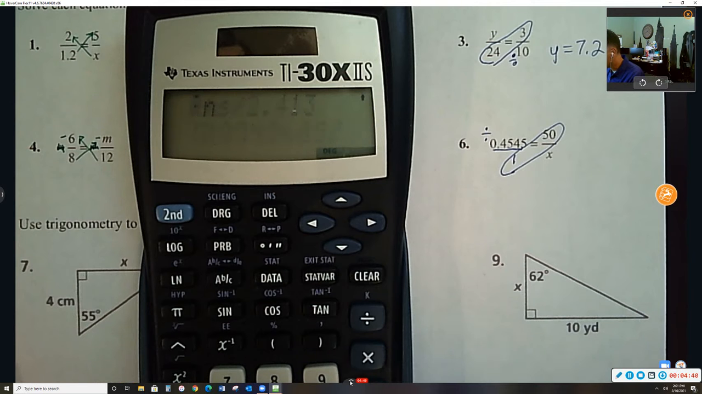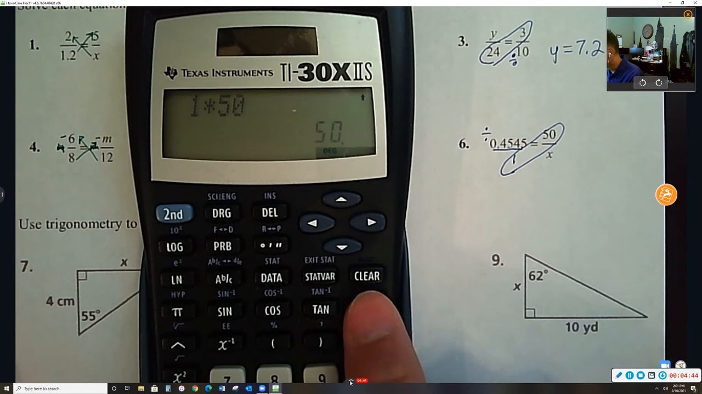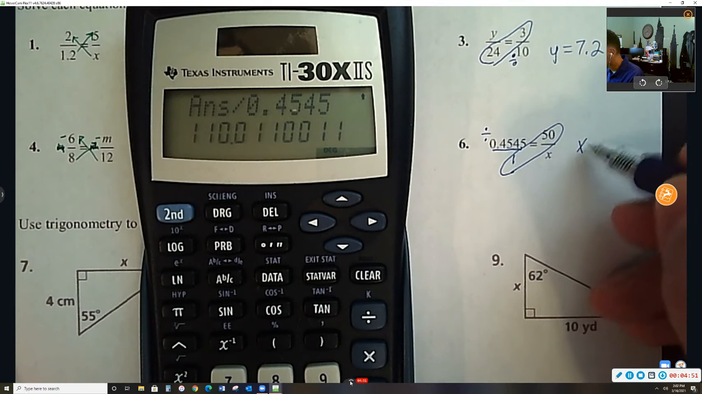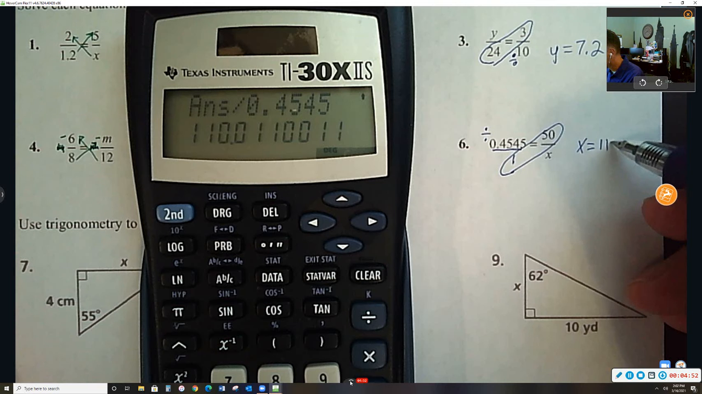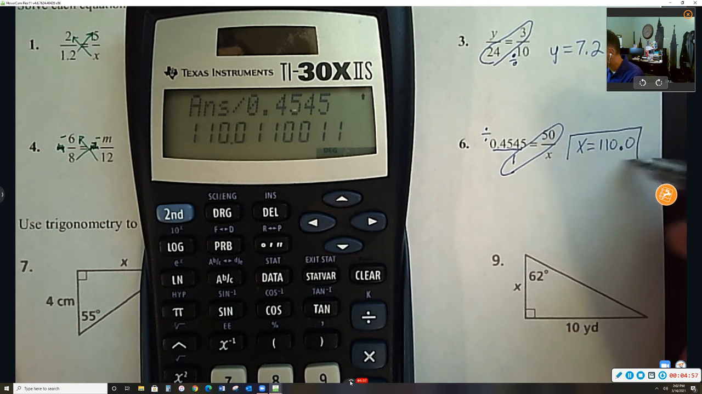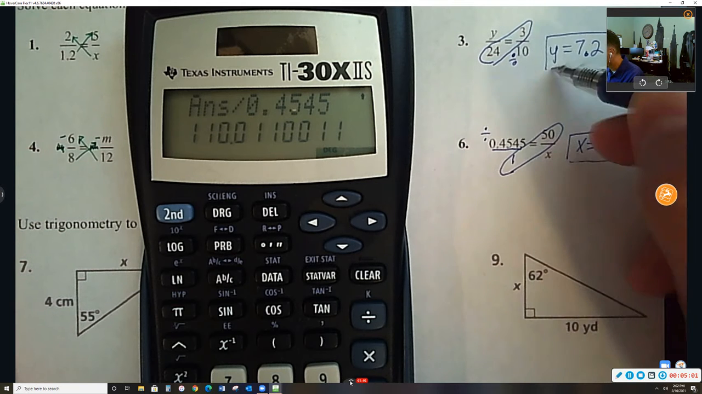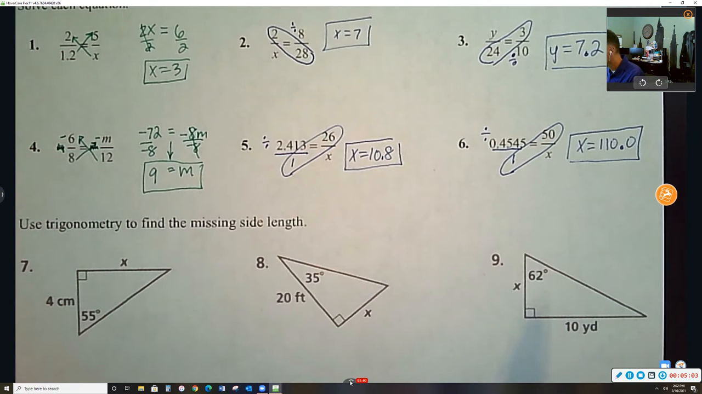So again, we have 1 times 50, well that's just 50, but then we're going to divide 50 by 0.4545. So there we get x equals 110. And 0.0, you don't need to put the 0.0. I'm going to put it anyway, since all my other answers are one place over, or to the tenths place. So that is number 6.